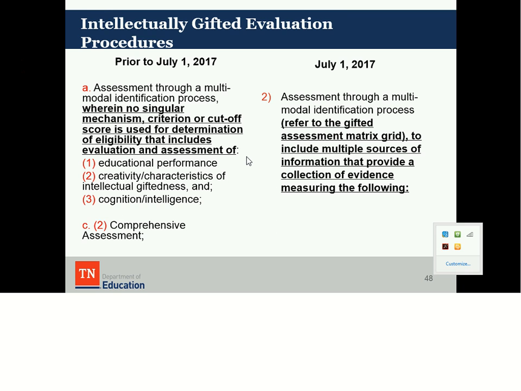There's a reference in the new standards that pulls you back to that gifted assessment matrix, that assessment grid. That documents the various areas of educational performance, creativity, and characteristics of giftedness and cognitive and intellectual ability. That breaks down those different scoring options. It breaks down how many points that you must earn in order to meet the criteria for giftedness. That gifted matrix is the assessment documentation form that's linked to the state website and has been updated. The updates include what we're about to talk about for cognition, which I'll talk about in a second, and it also includes some updated measures that have been added to the assessment.